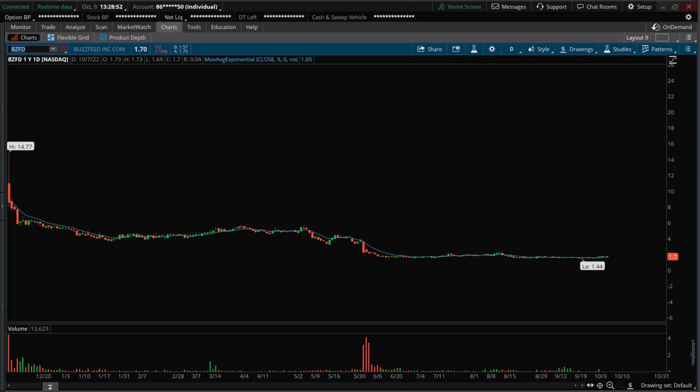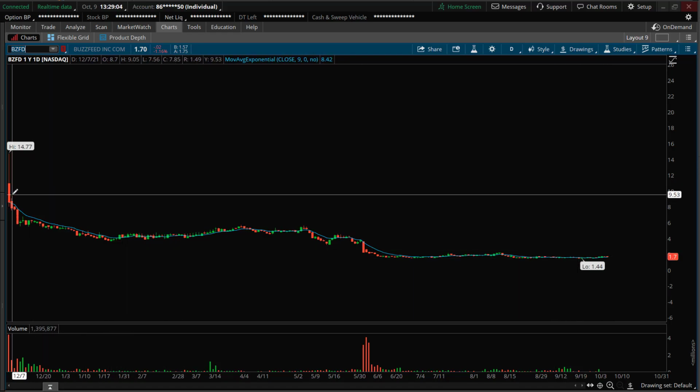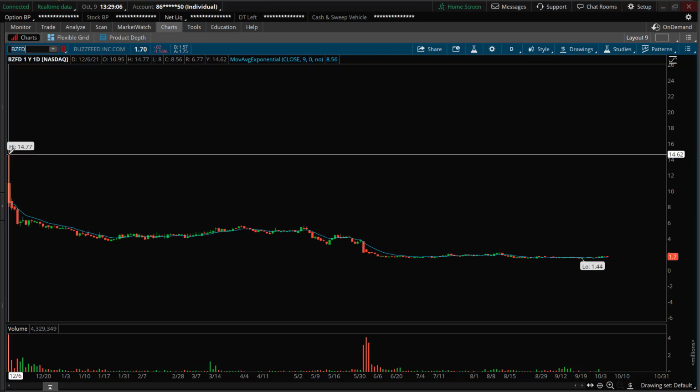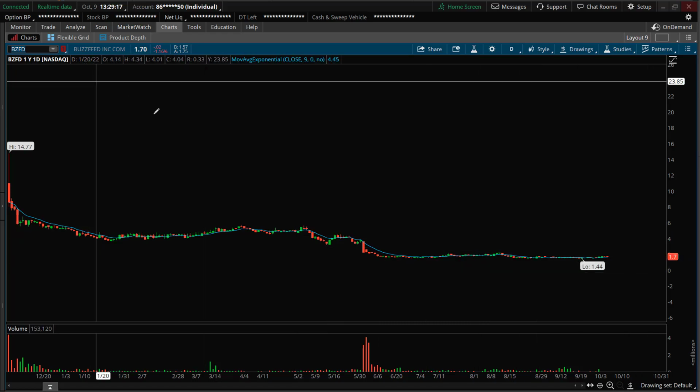If you're looking for Buzzfeed stock, they trade under the symbol BZFD. You'll see at the moment, last trading day it was trading at $1.70. If you go back and look at the charts here, I'll just do a quick analysis for you. You'll see it opened up when it first got started, got all the way up to about 14.77. And then you can see ever since, it's just pretty much sold off.